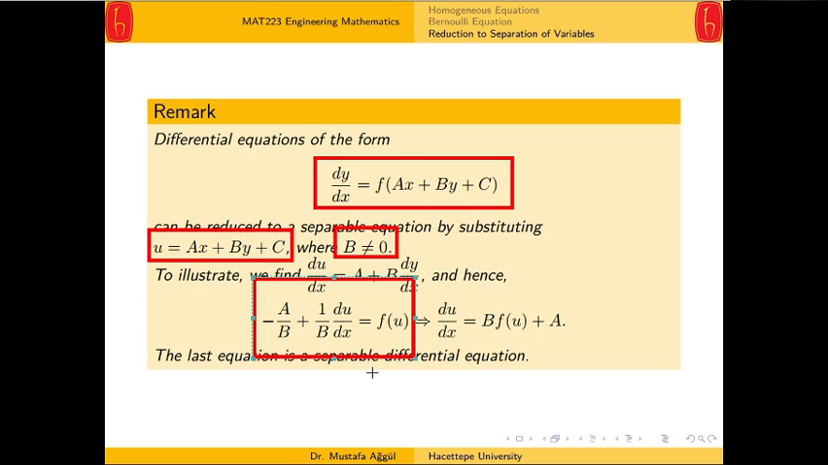So we have this differential equation. If you move negative a over b to the right hand side and multiply both sides by b, we have du/dx equal to b f(u) plus a. Just recognize this is a function of u alone. There's no x here at all, so this is a separable differential equation, and we know how to solve it.